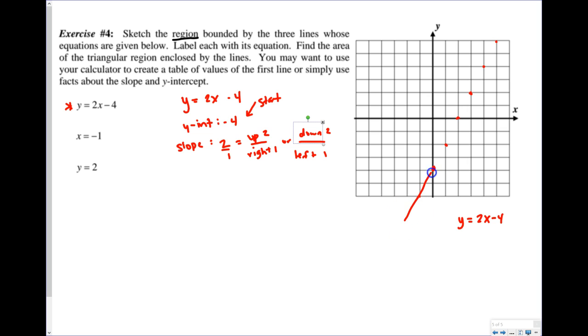Alright, now that I've got my positive line, and now that I know that it's correct, let's relabel it. y equals 2x minus 4. There's the first line done. Okay, let's do the other 2 lines, my vertical and my horizontal.